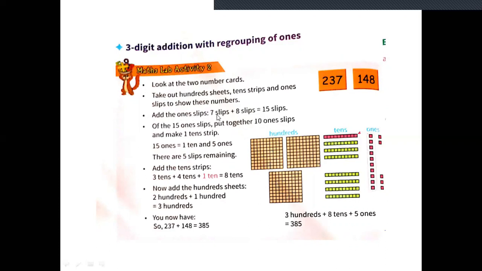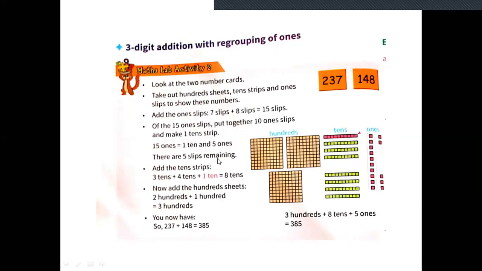Add the 1 slips, 7 slips and 8 slips. Now you are adding 7 and 8. If you add 7 and 8, what will be the answer? 15. 15 is the answer. So what will you do? How will you place 15? In ones place you have to write 5. You have to place 5 slips and 1 ten will go to tens place. Of the 15 1 slips, put together 10 1 slips and make 1 ten strip. So 15 ones equal 1 tens and 5 ones. This one you remember: 15 ones is nothing but 1 tens and 5 ones.